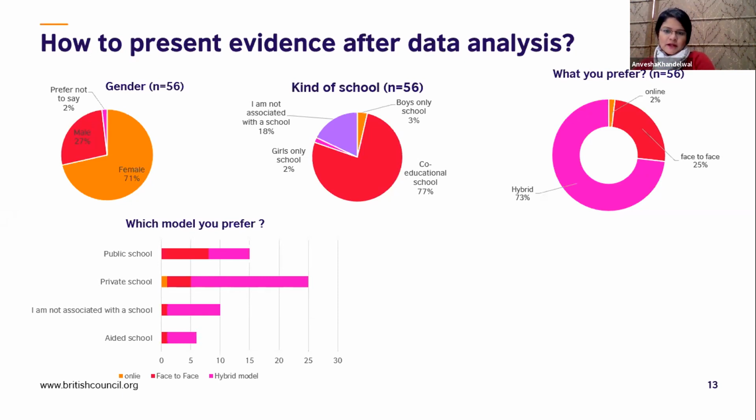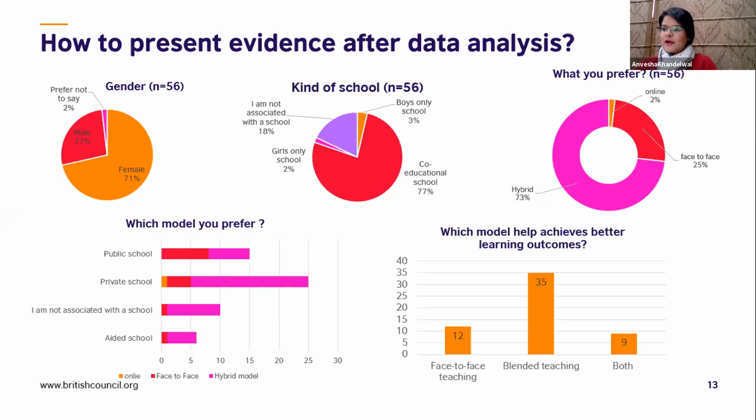Going further, I thought I'll just show another way of doing this, which is through histograms, where we ask this question, which model according to you achieves better learning outcomes? And 35 people, here I put numbers instead of percentages. It's based on how you're building your story. 35 people preferred blended model over face-to-face or online. Nobody said online as the best model for achieving learning outcomes. 12 said face-to-face, and 9 said both face-to-face and blended model have achieved better learning outcomes. So this is one of the ways of presenting your quantitative data, the numbers data.